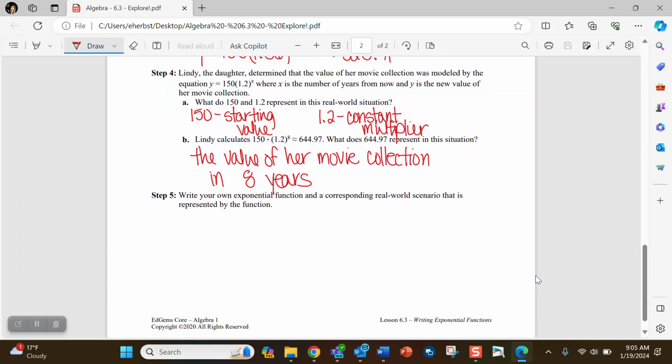Step 5 then asks you to write your own exponential function in a corresponding real-world scenario that is represented by the function. So when you write your function, remember it is in the form y equals b times m to the x, where b is your initial or starting value and m is your constant multiplier. So when you're filling out step 5, please make sure you identify what b and m represent in your real world scenario.